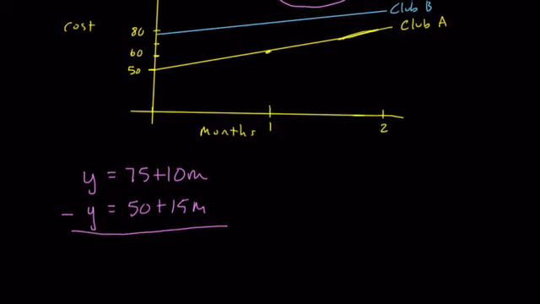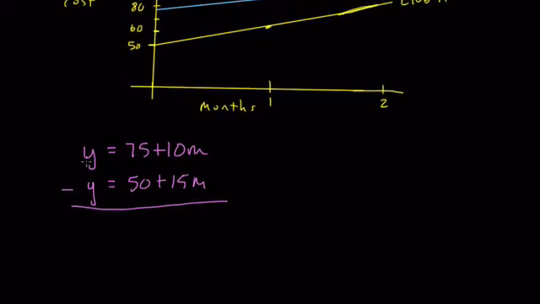And you can subtract or add equations just like we do with any other number. So here what's going to happen is you're going to subtract like terms. So y minus y is 0. 75 minus 50 is 25. And 10 minus 15 is negative 5, or negative 5m. Now we have a true statement. 25 minus 5m is 0, and that makes sense.